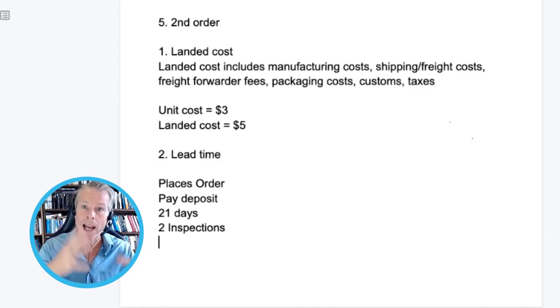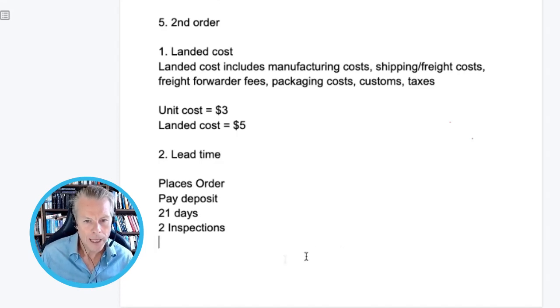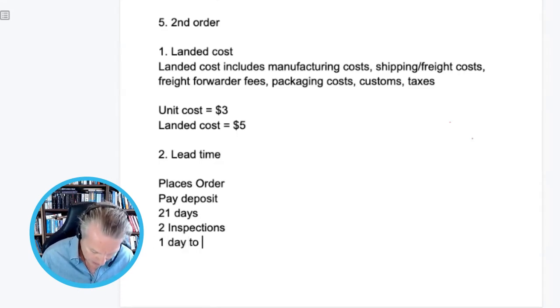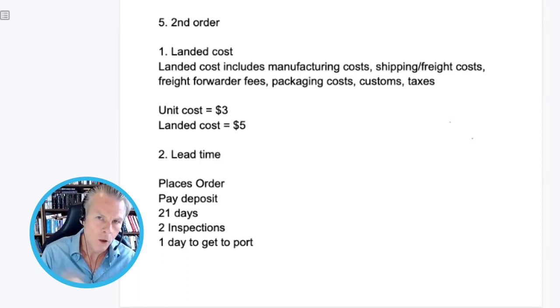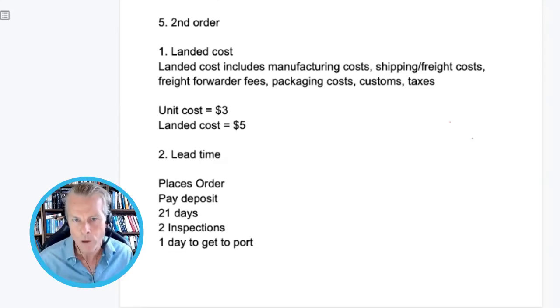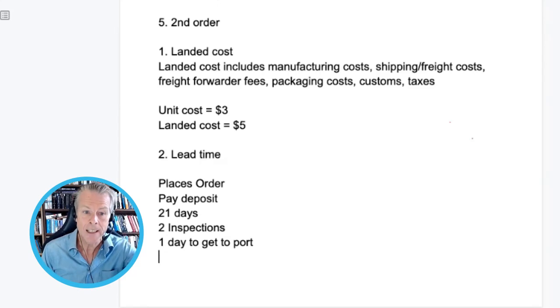So it's now ready. Everybody's happy. Ship. Yep. So the first thing we've got to do, though, is get it to port, okay? And that typically takes 1 day to get to port. So from your factory in Guangzhou to the port of Guangzhou, just to use a Chinese reference. Somebody keep a tally of our days of the production cycle, okay? 1 day to get to port.